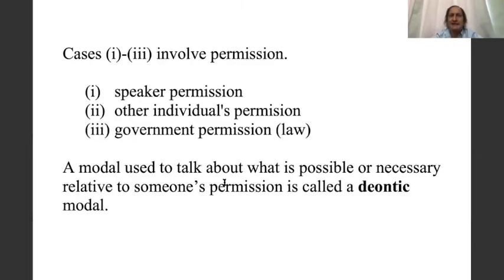So I said before, cases 1 through 3 all involve permission. And we're going to give those a name now. We're going to call those deontic modal expressions. It's talking about what's possible or necessary relative to someone's permissions or requirements. So it could be speaker permission, another individual's permission, government permission as put into a law.